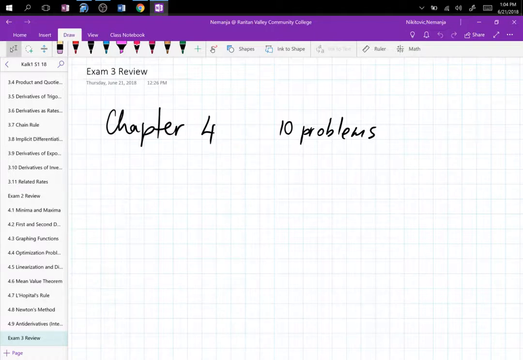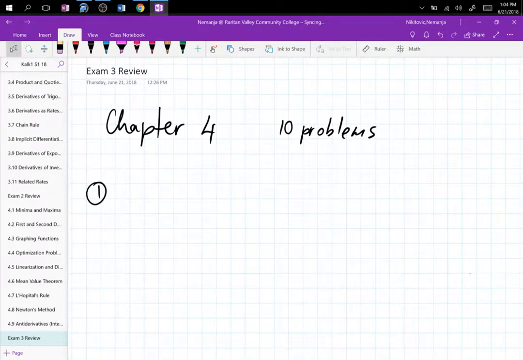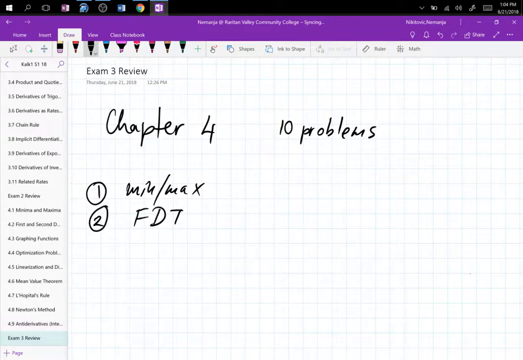We have a problem that will have parts A, B, C for integration. All right, so number 1, min-max. Number 2, first derivative test. Number 3, second derivative test.